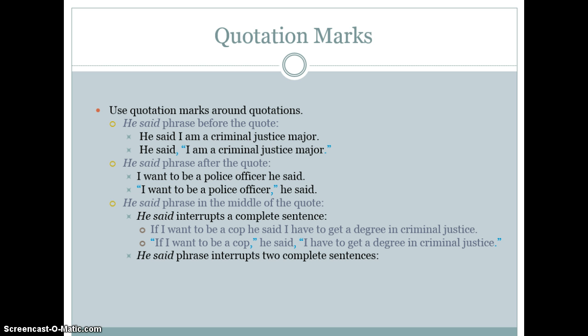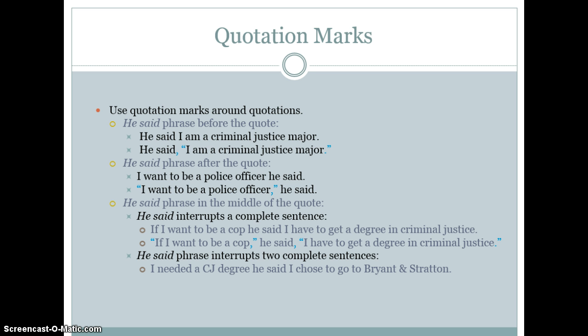Sometimes that attributive tag interrupts two complete sentences like this example. "I needed a criminal justice degree," he said. "I chose to go to Bryant and Stratton." If we take out the he said, we're left with I needed a criminal justice degree, which is one complete sentence, and I chose to go to Bryant and Stratton, which is another complete sentence.